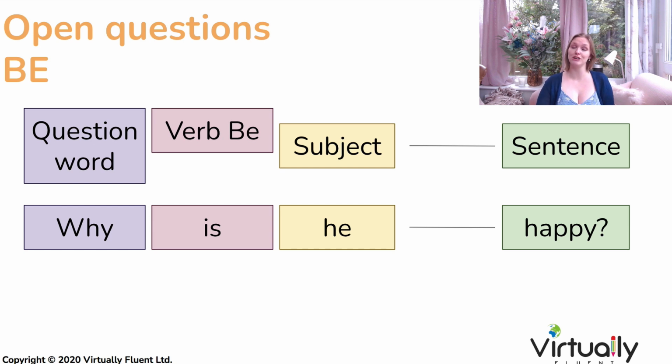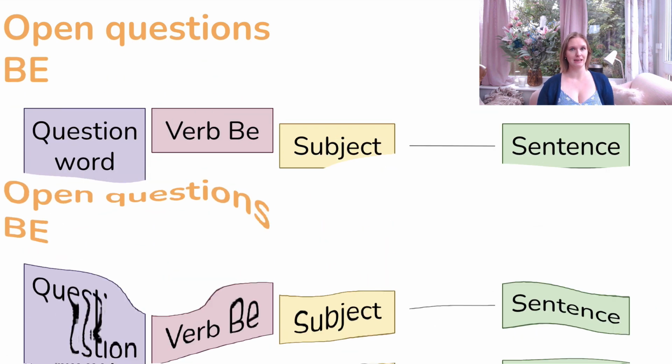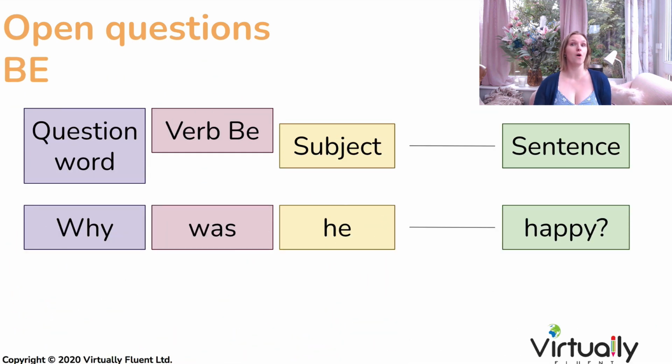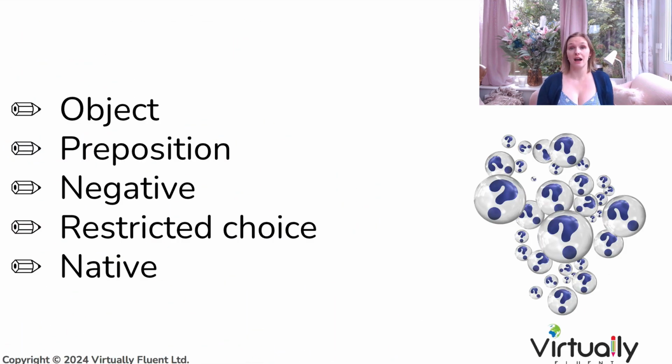We put the question word right at the very beginning. For example, why is he happy? Or in the past simple, why was he happy? And that's how we ask questions in all 12 of these tenses. You simply need to learn the right auxiliary verb for each tense. There are a couple of things that I would like to draw your attention to.